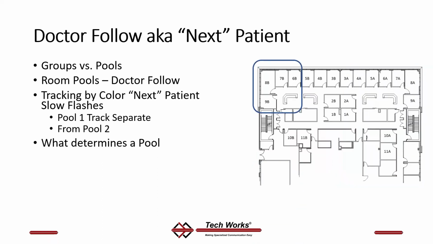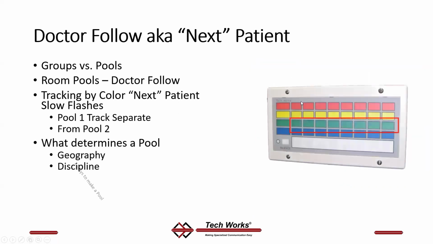Let's talk about what determines a pool. A pool is typically a geographic area that is associated with a discipline. It's a small group of rooms associated with their own nurses station that are doing something unique within this facility. A couple of ways to make a pool. The old school way and the most inexpensive way is to use one of our enunciators that groups these rooms together in a clinic. What's wrong with that?